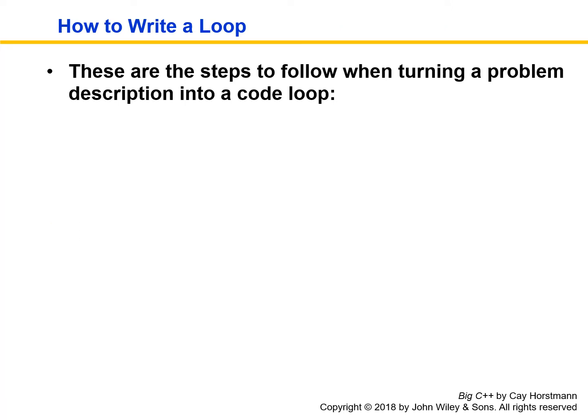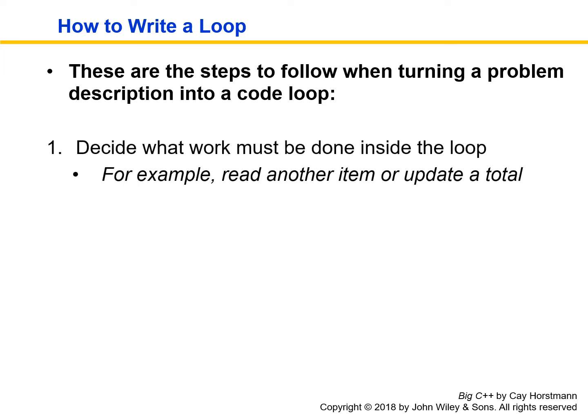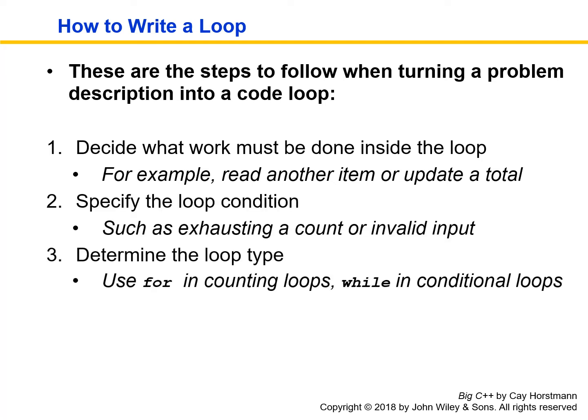Okay. Now our author has some general advice on how to write a loop. The first step is to decide what has to be done inside the loop. Okay, are you reading another item? Are you updating a total? Then you have to specify the loop condition, and that helps you figure out the loop type. Okay, if you're exhausting a count, then you're probably using a for loop. If you're looking for a condition like invalid input, you're probably using a while loop.